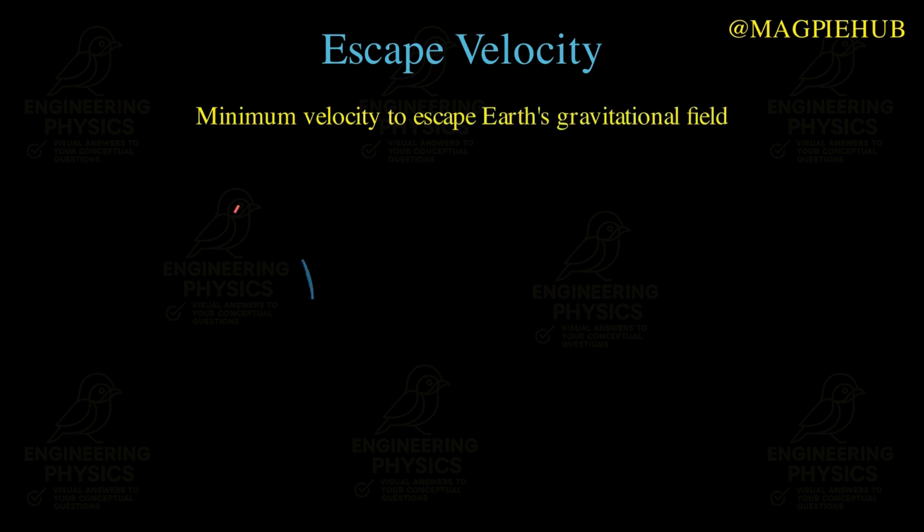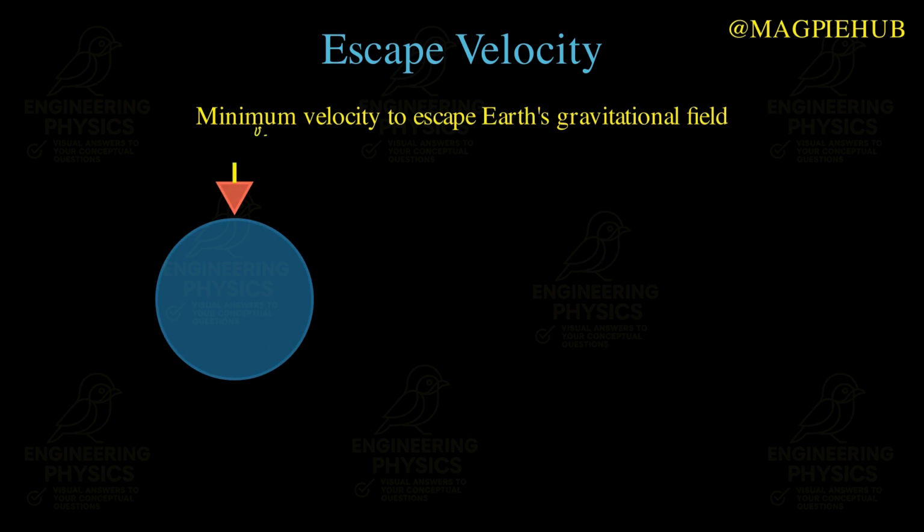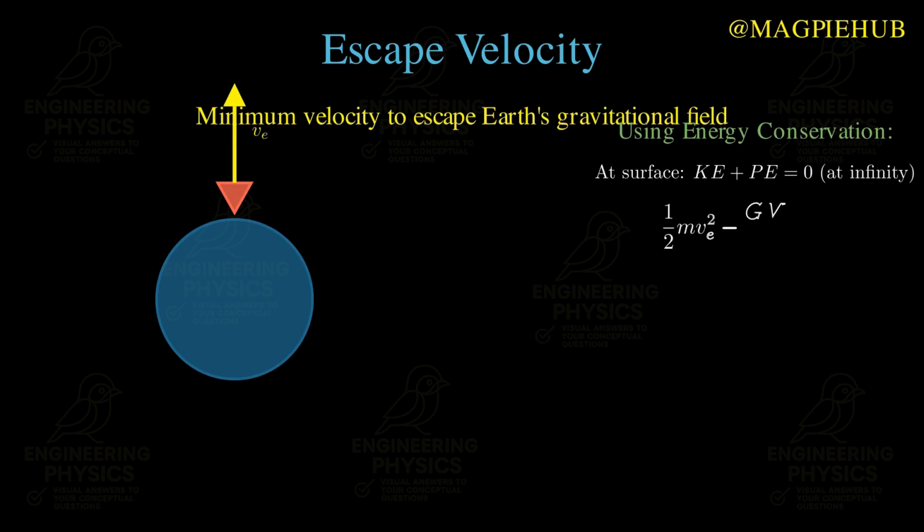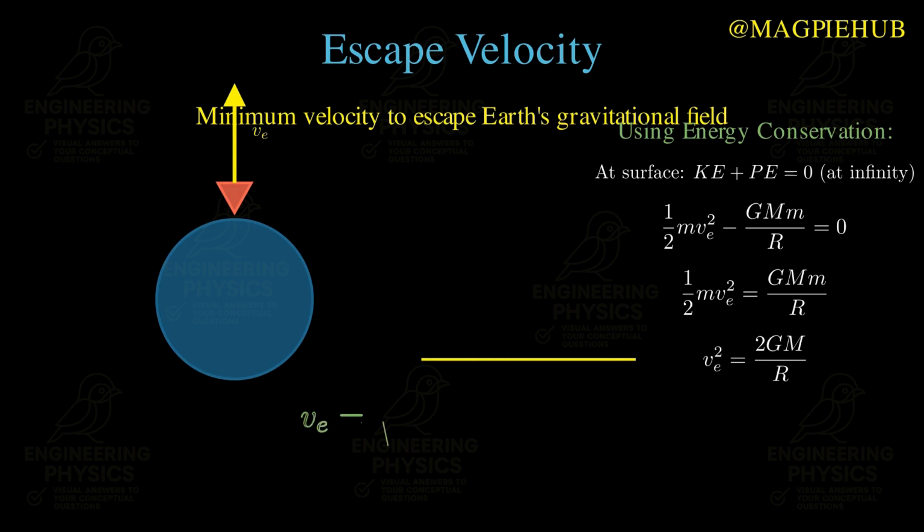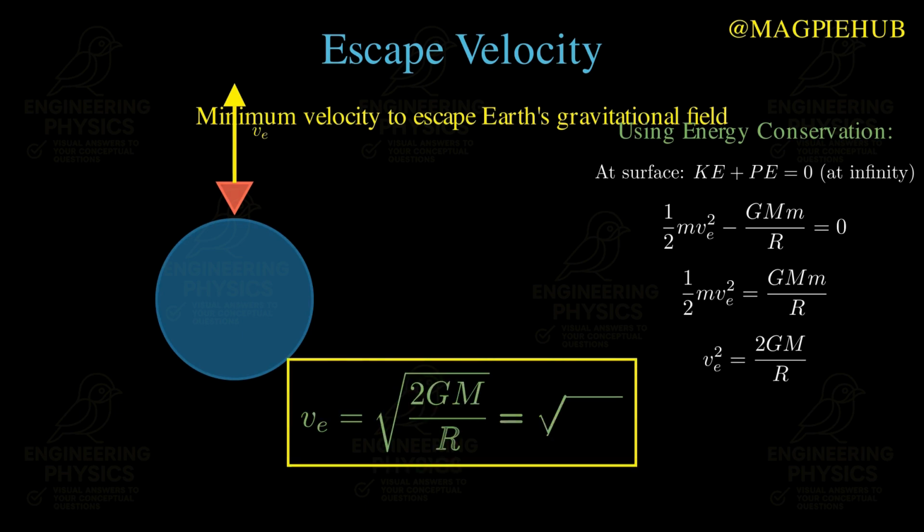So, half m v_e squared minus GMm by r equals 0. Solving, v_e equals square root of 2GM by r, which equals square root of 2gR. For Earth, escape velocity is 11.2 kilometers per second. That's why rockets need such high speeds to leave Earth.